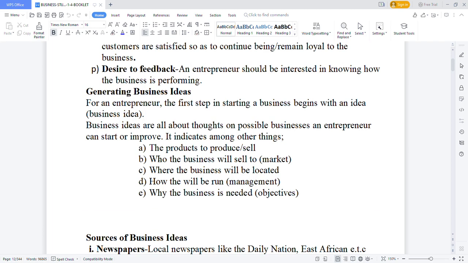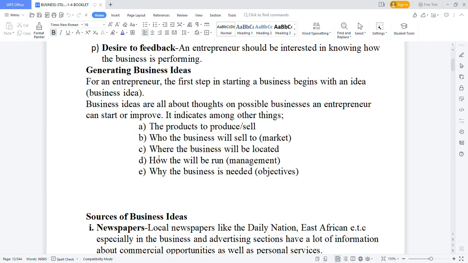We are going to look at how do we generate business ideas? How to generate business ideas? For an entrepreneur, the first step in starting a business begins with an idea. That is a business idea. So business ideas are all about thoughts on possible businesses an entrepreneur can start or improve.